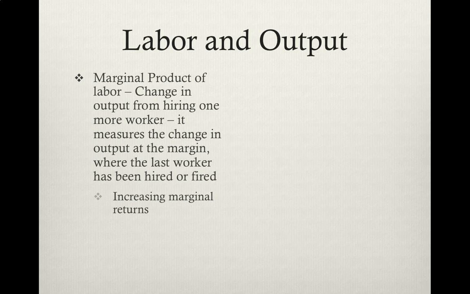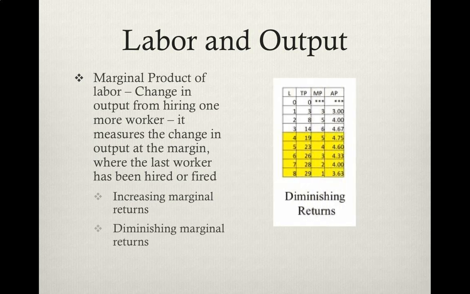Marginal product of labor is the change in output from hiring one more worker. It measures the change in output at the margin where the last worker has been hired or fired. Once again, marginal means additional. We're going to look at how our output changes when we hire one more worker, and once again, how our revenue changes. And so you can have what's called increasing marginal returns, diminishing marginal returns, and you can also have what's called negative marginal returns. So make sure that you get that in your notes.